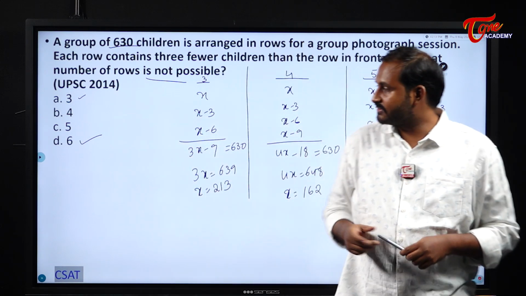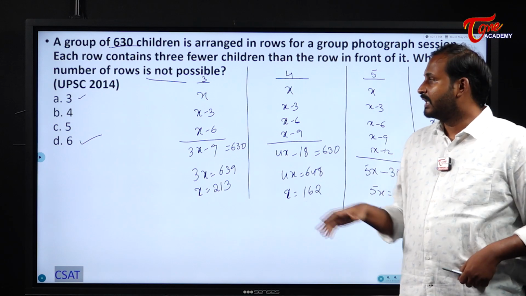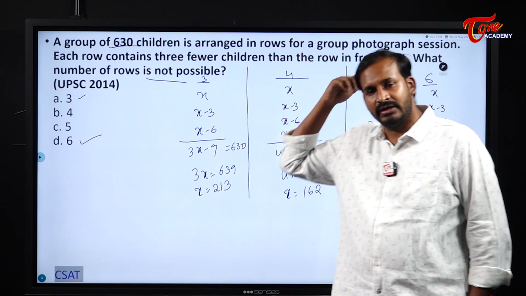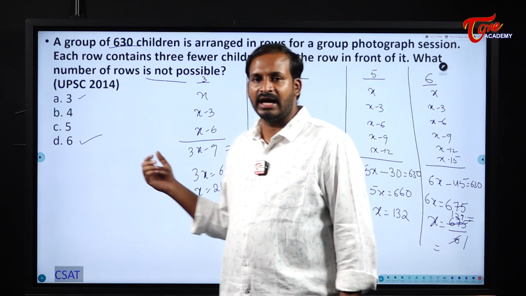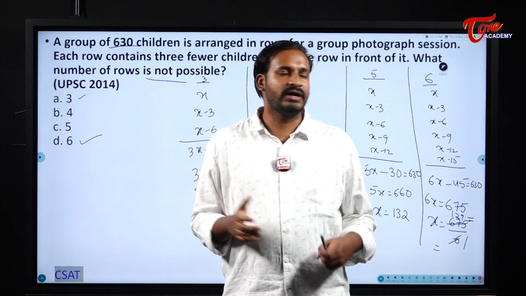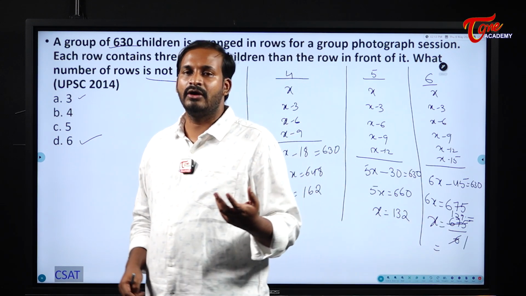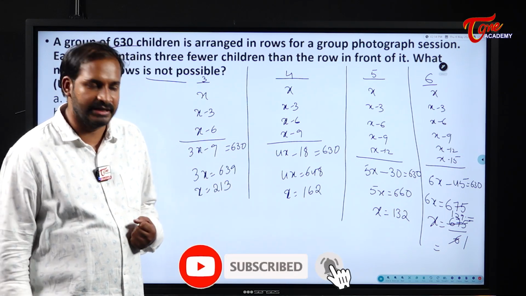Option D. In this way, we should verify the options. Understood? If 3 cases are possible, then obviously the 4th one will not be possible. Don't check that one. Don't waste your time. Directly write the answer as 6. If you want to verify it, go and verify it. You will get the answer in decimals. So, we will not have human beings in decimals. That is the reason our answer is option D here.